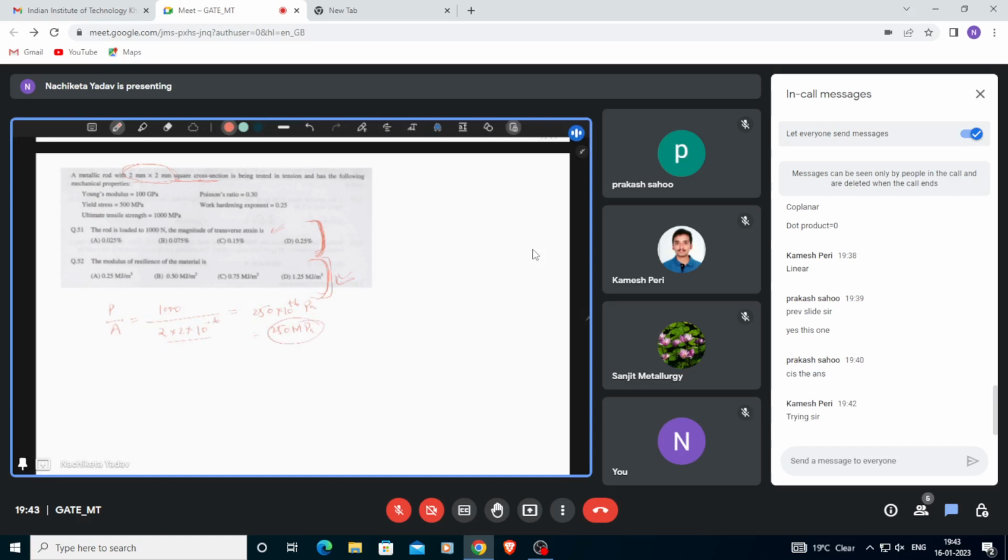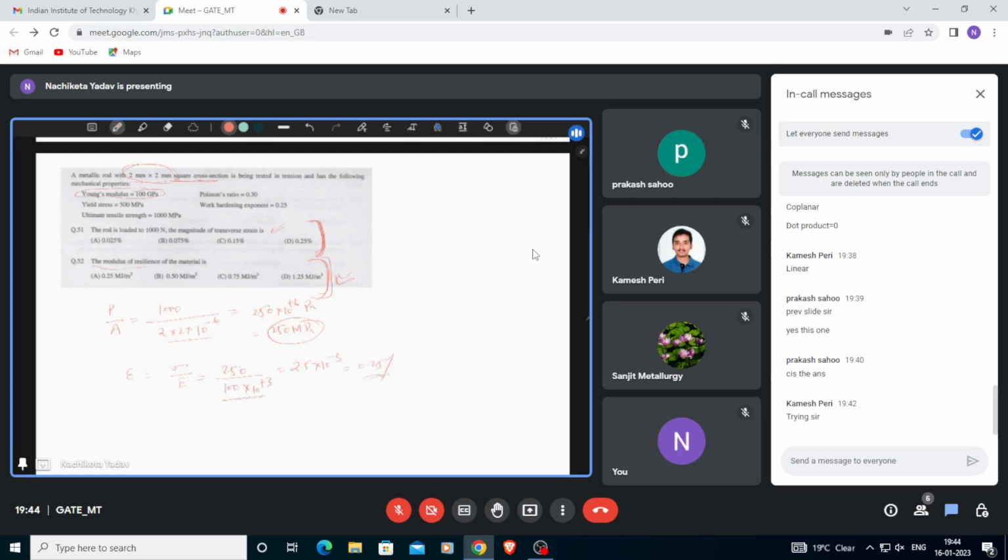And the elastic modulus, Young's modulus, is in gigapascal. So what will be the transverse strain? It will be sigma by E, 250 megapascal and 100 gigapascal. Gigapascal we converted into megapascal. So it will be 2.5 into 10 to the power minus 3, and it is asking percent, 0.25%.